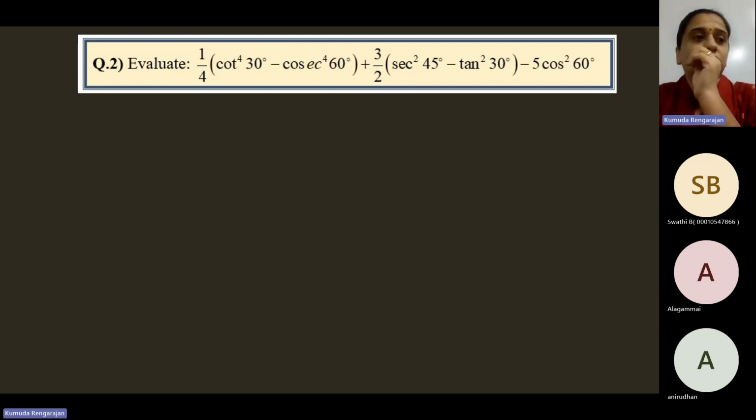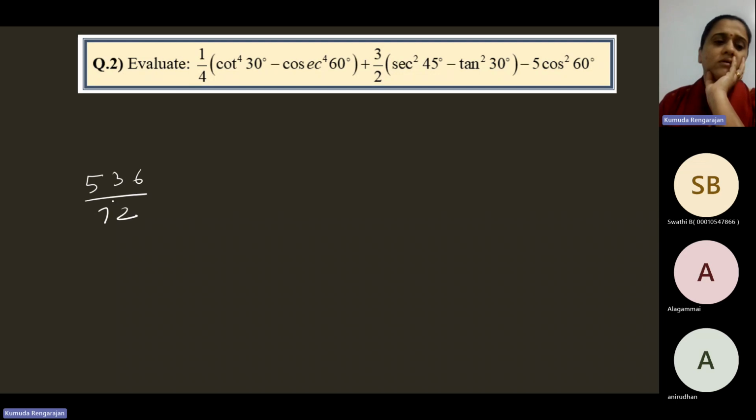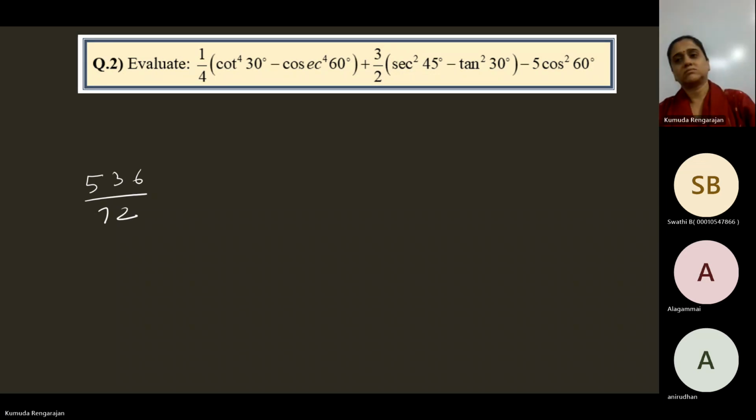55 by 18. Very good. By 72. 536 by 72. Okay, simplify 536.